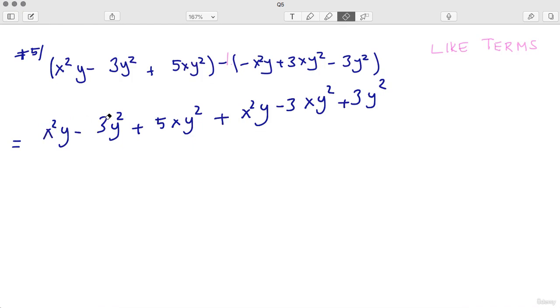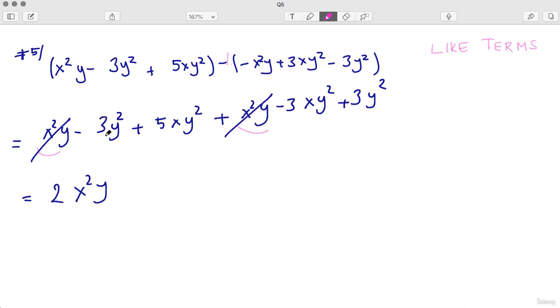x squared y, not this one. x squared y, not that one. x squared y, yeah. Here we have another x squared y, no? So only these terms, this one and this one, are like terms. So this is plus 1, that makes 2, no? So we have 2x squared y. x squared y plus x squared y. That makes 2x squared y. So I'm going to get rid of these. I used these terms.